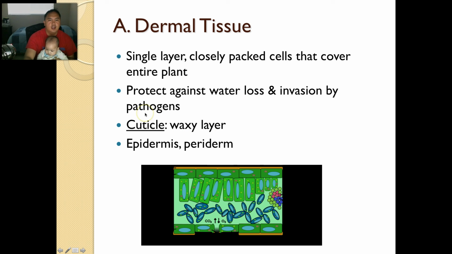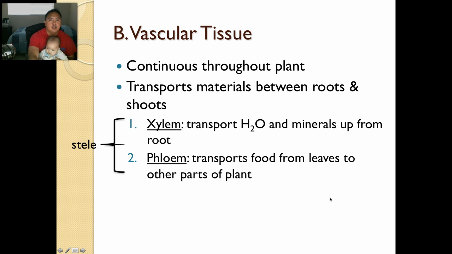Again, there's a cuticle, a waxy layer, and they call it the epidermis or the periderm. The vascular tissue, again, transports materials. So the xylem, I tried to tell you, the xylem transports water and minerals up from the roots. That's the xylem. And phloem transports food from the leaves to the other parts. So xylem and phloem, and together they call them stele.